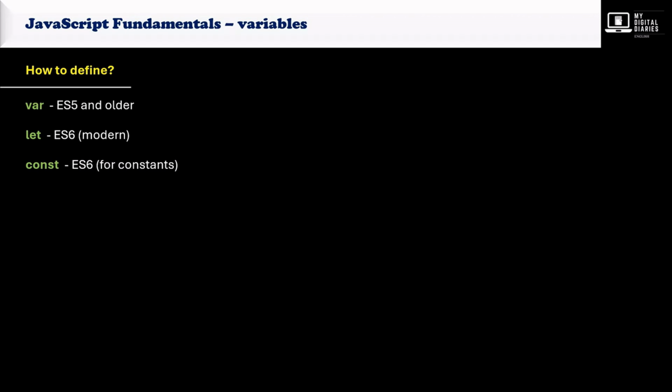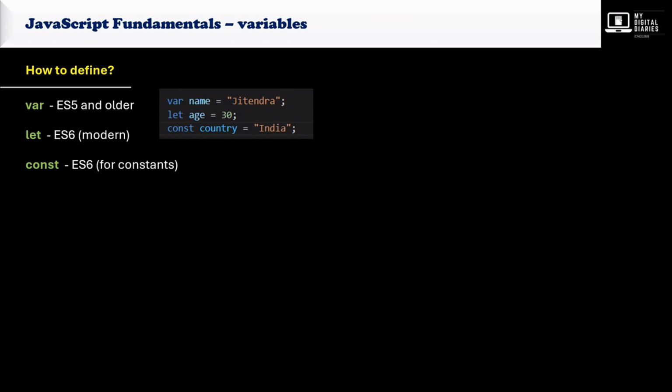Variables are just boxes for values. In modern JavaScript, we have three ways to make those boxes: var, let, and const. So how to define it? Var is the old way, ES5 and earlier. Let comes in ES6 and is the modern default for reassignable values. Whereas const also comes in ES6. Here is a quick example of var, let, and const.